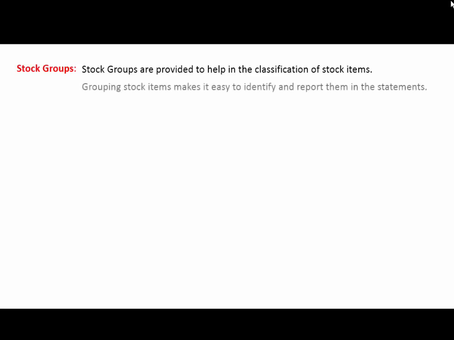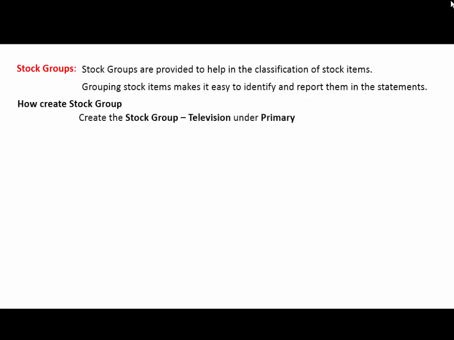So first is stock group. Stock groups are provided to help in the classification of stock items. Grouping stock items makes it easy to identify and report them in the statements. How to create a stock group? Create the stock group like television under the primary.